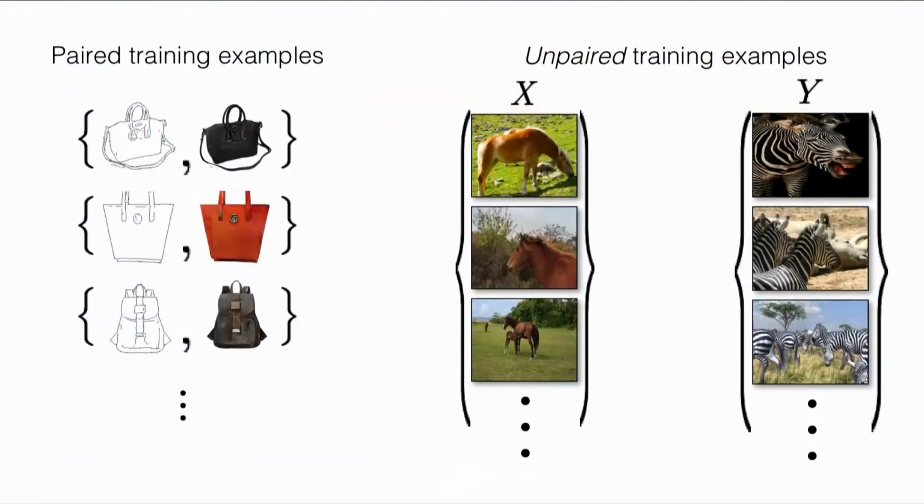So now, if you have paired data, then we know how to do this. What if you have unpaired data? What if you have a whole bunch of horses, you have a whole bunch of zebras, and you want to translate horses into zebras? Kind of crazy, but why not, right?